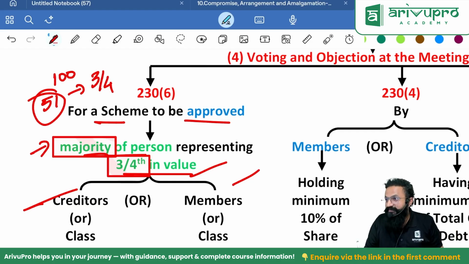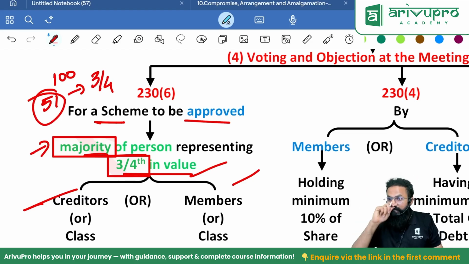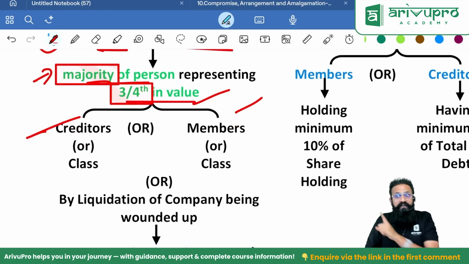EGM, shorter notice. Very, very good. You saw it in shorter notice. Understood? Very nice. Now understood. Majority of persons and 3/4 in value. Very, very important. That is the condition.